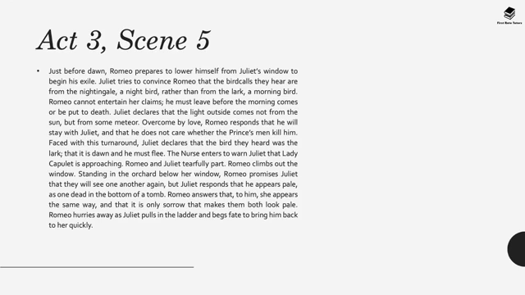And overcome by love, Romeo responds that he will stay with Juliet, and he doesn't care whether the prince's men will kill him. However, Juliet changes his mind and declares the bird they heard was actually a lark and he must flee. Romeo and Juliet then tearfully part and he leaves, climbing out of the window, and standing in the orchard below her window, he promises Juliet that they will see one another again.